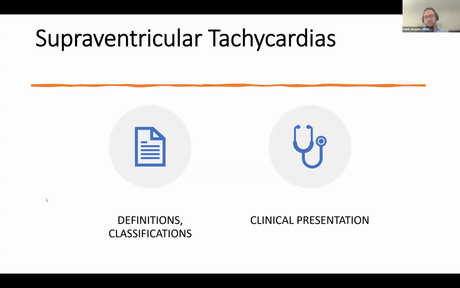SVT can affect all age groups but is frequently seen in younger patients. Prevalence is higher in women than men, and it usually occurs in the absence of structural heart disease, although echo should be performed to exclude underlying cardiac dysfunction or structural defects. Patients often have repeated episodes of tachycardia, palpitations with rapid onset and rapid offset, a sensation of pounding in the neck sometimes, chest tightness, fatigue, lightheadedness, dyspnea, pre-syncope, and less commonly syncope.